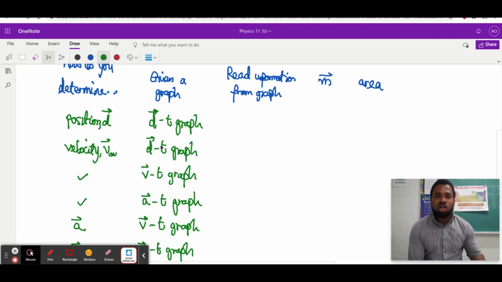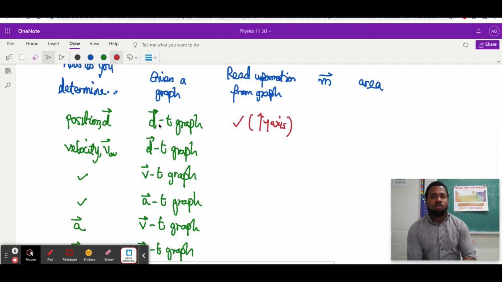So based on what we know in this case is that, for us to get the position from the position time graph, all we have to do is read the information from the graph. That is pretty much it. So what we just do is look at our specific y-axis, and from our y-axis, we'll be able to get the position through the position time graph.